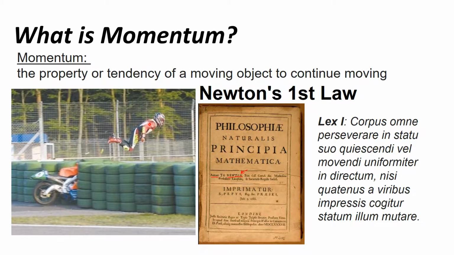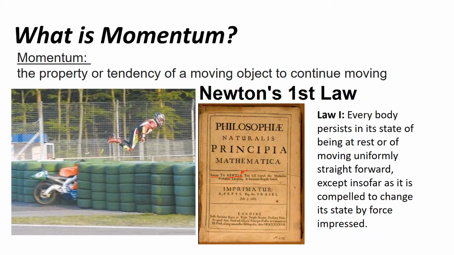This comes from Newton's first law. An object in motion wants to stay in motion. Object at rest wants to stay at rest. That was originally published in the Principia. Here's the English of it. Every body persists in a state of being at rest or of moving uniformly straight forward, except insofar as it is compelled to change its state by force impressed.